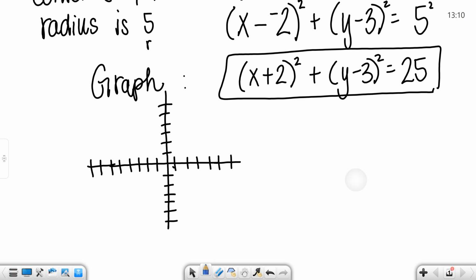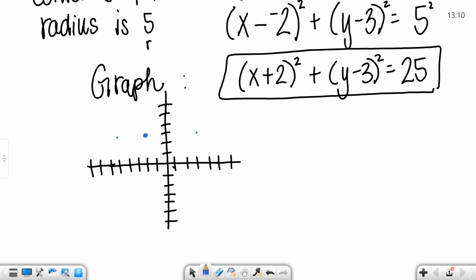Alright, so let me pick another color, and let's put our center at -2, 3 right here, in blue. The ordered pair -2, 3 is our center. Now our radius is 5, so I count 5 spaces in each direction. So 1, 2, 3, 4, 5 to the right would put me there.